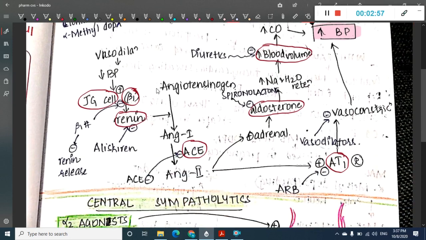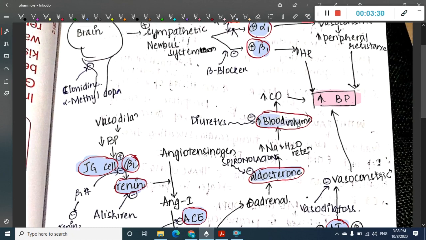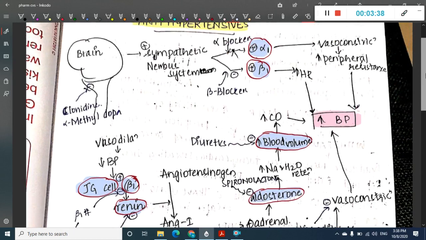Second, because of JG cell beta 1 activity leading to renin production, this renin converts angiotensinogen to angiotensin, and with angiotensin converting enzyme activation, this angiotensin 2 activates angiotensin receptor 1. This angiotensin 2 also activates the adrenal gland, which produces aldosterone. This aldosterone causes sodium and water retention and thus increases blood volume. This increase in blood volume also increases cardiac output, leading to increased blood pressure. So these are the different stages at which the drugs act.